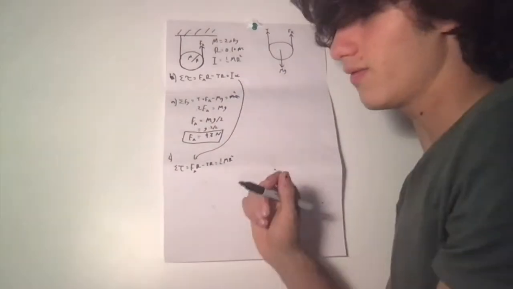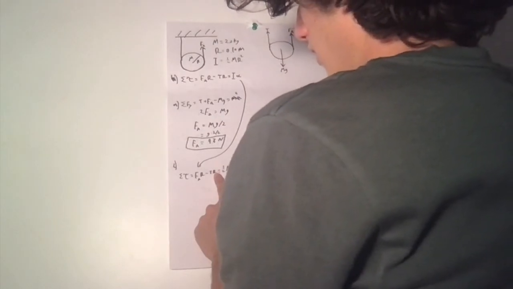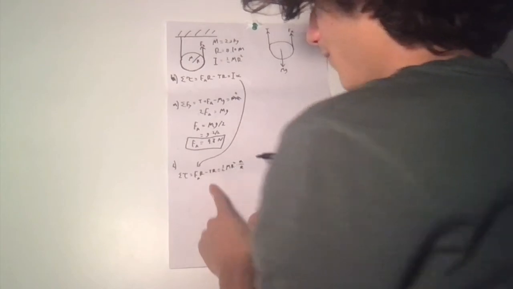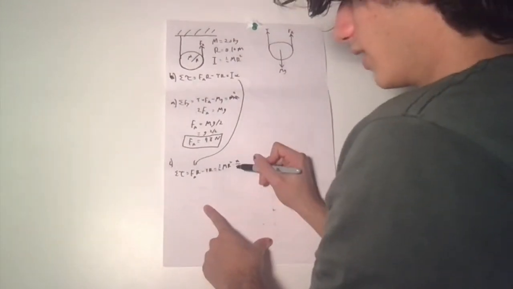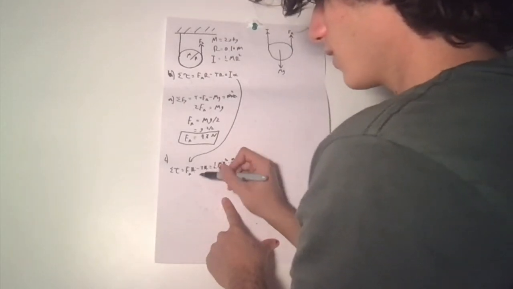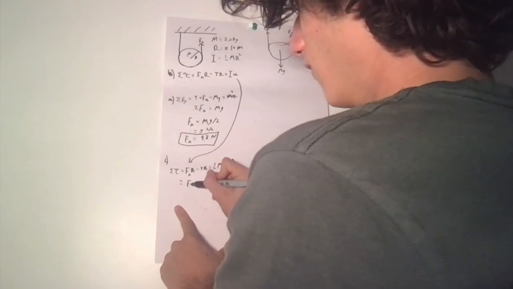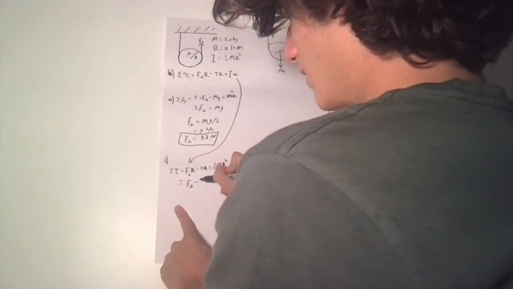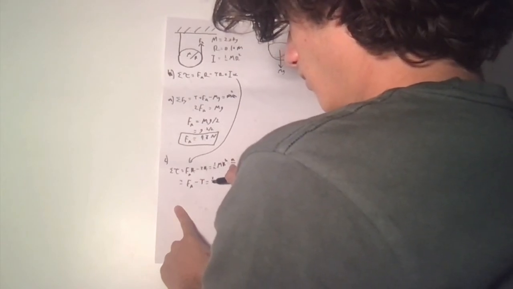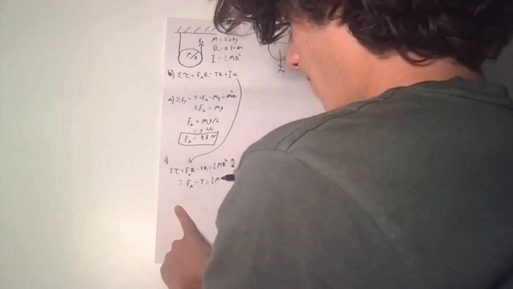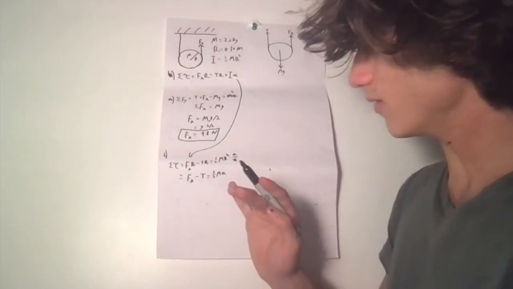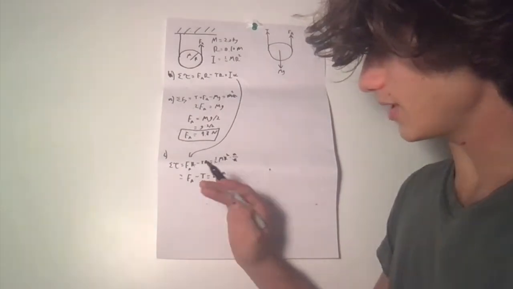Well, do you remember alpha is the same as acceleration over r. Okay, so we can cancel out these r's, right? We can also cancel out these r's. And what we're left is that force Fa minus T is equal to 1/2 ma. Now, this is not really good yet because we have T, which we want to get rid of.